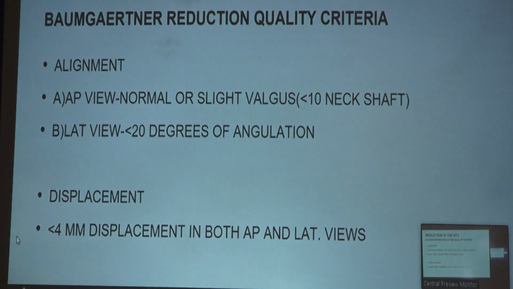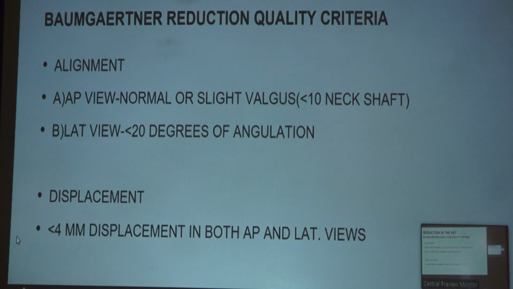So I want to focus on few points. So definitely reduction, any kind of implant reduction is the key. So the Baumgartner reduction quality criteria, which says alignment in AP view should be normal or slight valgus, not more than 10 degree of the neck shaft angle, and in lateral view you should not accept more than 20 degrees of angulation. I think you should accept more or less, and displacement should be less than 4 millimeter in both AP and lateral view.